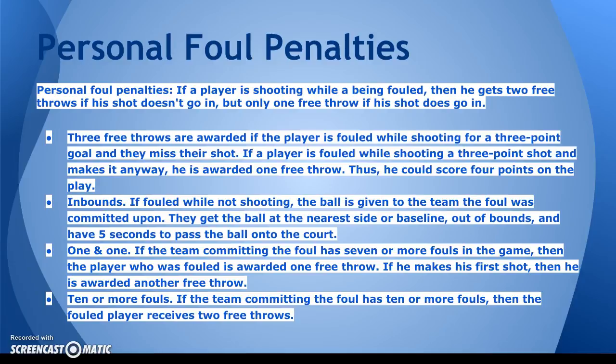Inbounds. If a foul while not shooting the ball is given to the team the foul was committed upon, they get the ball at the nearest side or baseline, out of bounds, and have 5 seconds to pass the ball onto the court. One and one. If the team committing the foul has 7 or more fouls in the game, then the player who was fouled is awarded 1 free throw. If he makes his first, he gets a second.